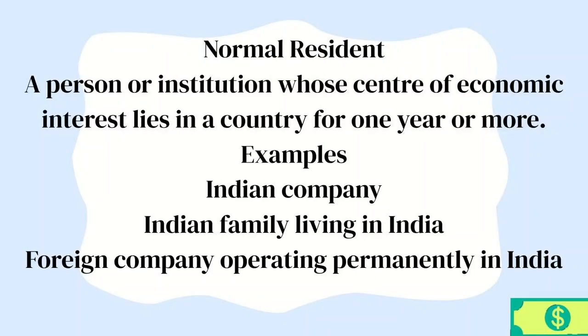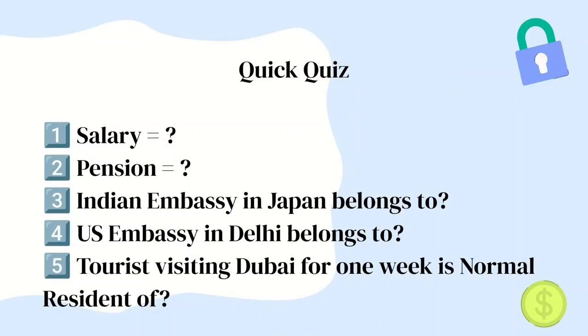Now let's understand the concept of normal resident. A normal resident is a person or institution whose center of economic interest lies in a country, generally for 1 year or more. This does not depend on nationality. For example, an Indian company is a normal resident of India. A foreign company that operates in India for a long period may also be treated as a normal resident of India for economic purposes. On the other hand, an Indian tourist visiting another country for 2 weeks is still considered a normal resident of India.